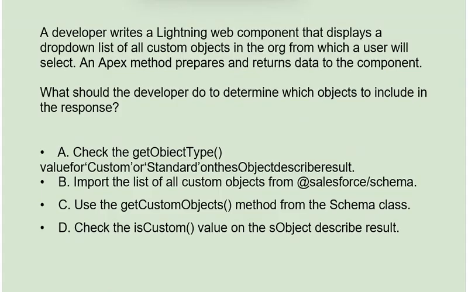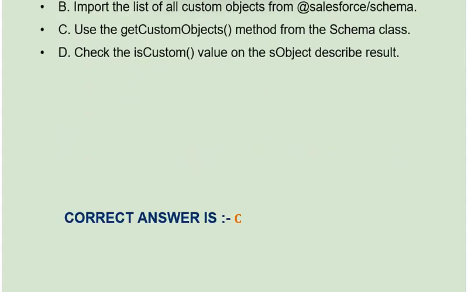Option A, check the getObjectType function value for custom or standard on the object describe results. Option B, import the list of all custom objects from @salesforce/schema. Option C, use the getCustomObjects function method from the Schema class. Option D, check the isCustom function value on the sObject describe results. Correct answer is option C.